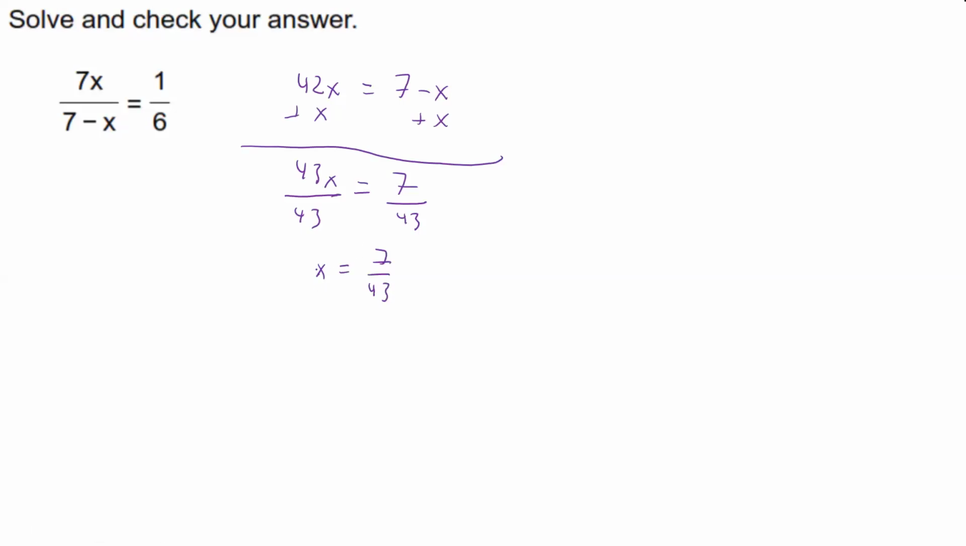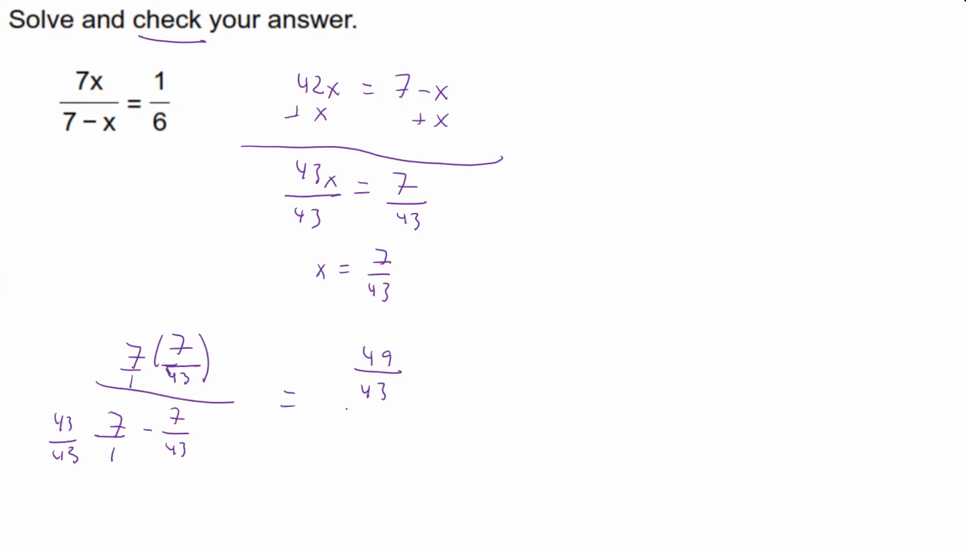Now, again, what we would do is we would multiply on the left and put it all back in, because again, it says check your answer. So we take 7 times 7 over 43, and then that's all over 7 minus 7 over 43. So to get a common denominator, we have to multiply by 43 over 43. And on top, it's just 7 over 1 times 7 over 43, so that's going to be 49 over 43. And on the bottom here, we get what?